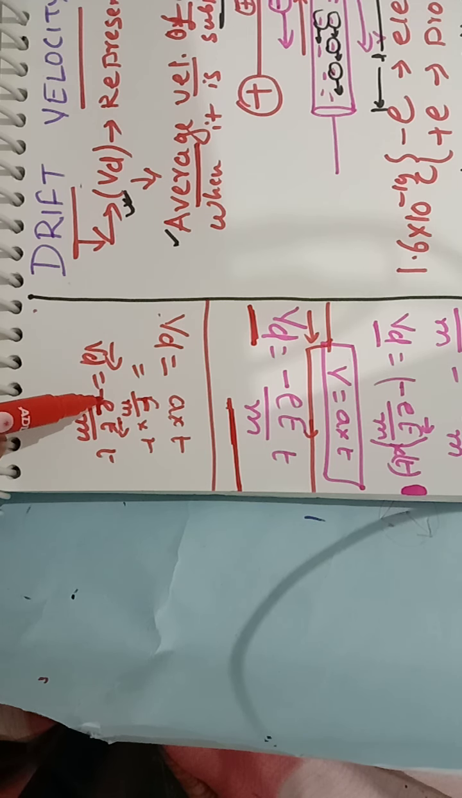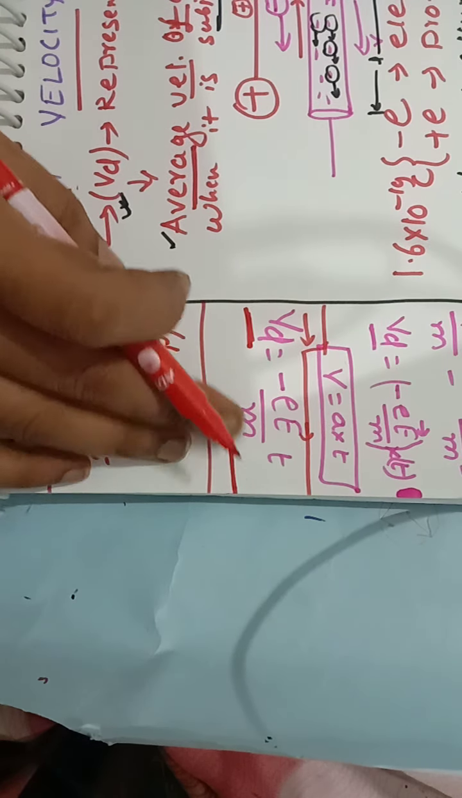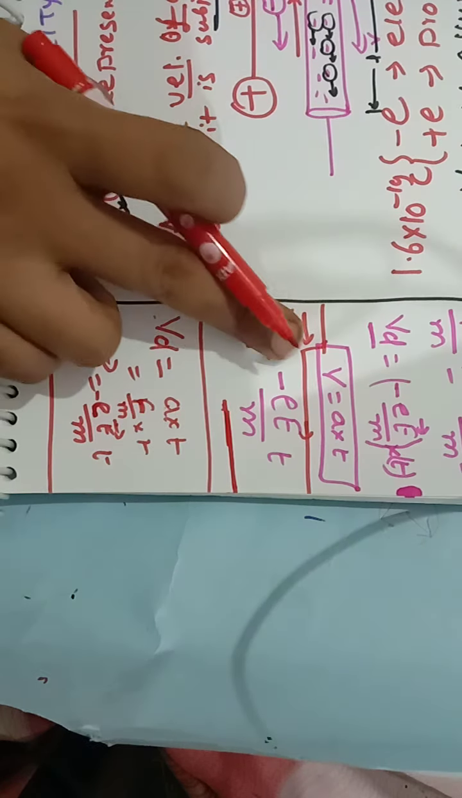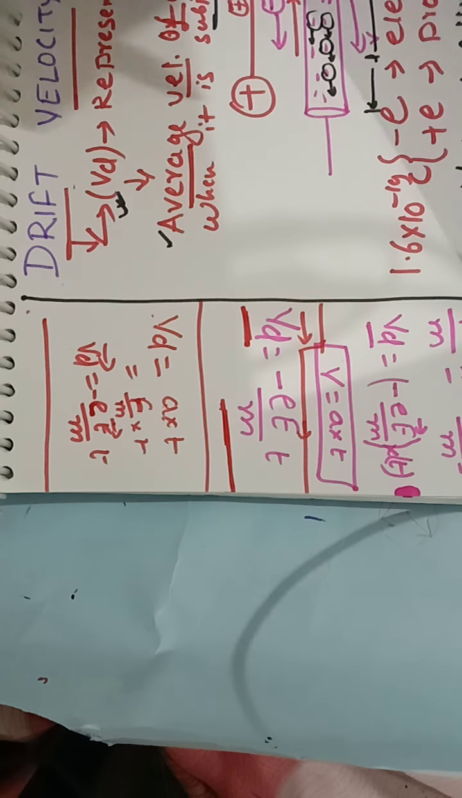And what does this negative sign represent? Since Vd is a vector quantity, it will be in the direction opposite to the applied electric field. Understood? It was simple. It is eE by m into t, and when we represent it as a vector we will write the minus. Okay, understood?